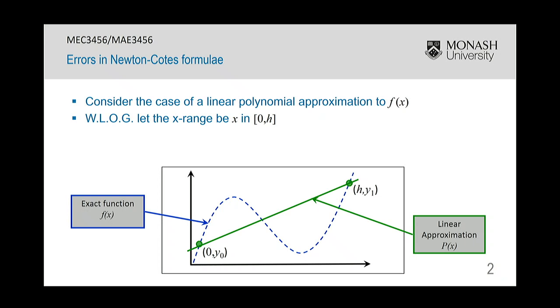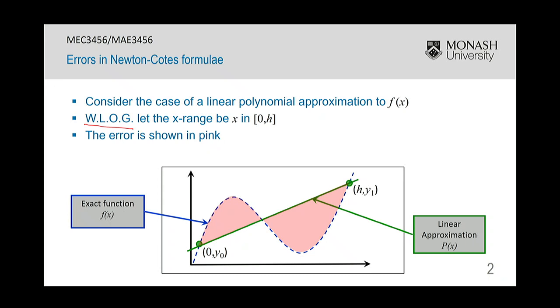in the figure. Now, without loss of generality, and that's what WLOG stands for, we're going to let the x range of our analysis go from 0 to h. And there's no problems whatsoever in doing that. It's just a simple coordinate transformation to shift to some other range, and it's much easier to do it this way.